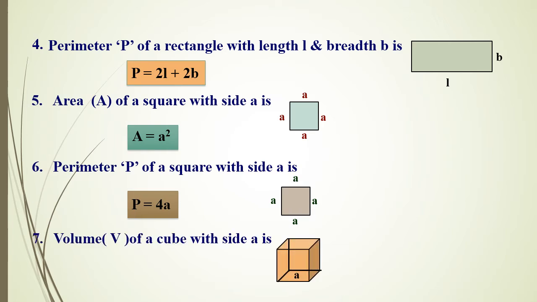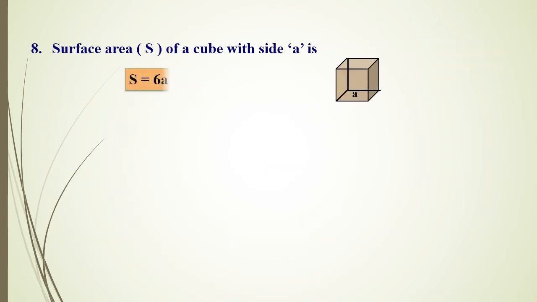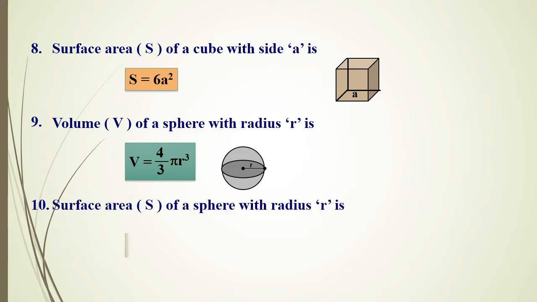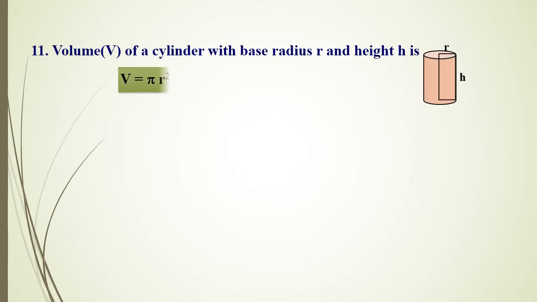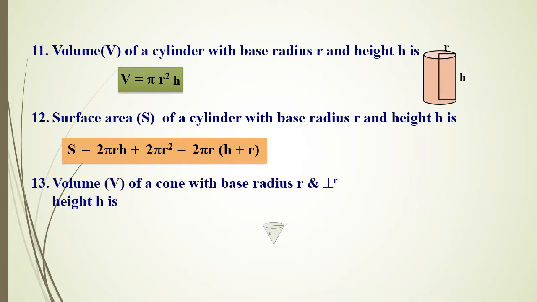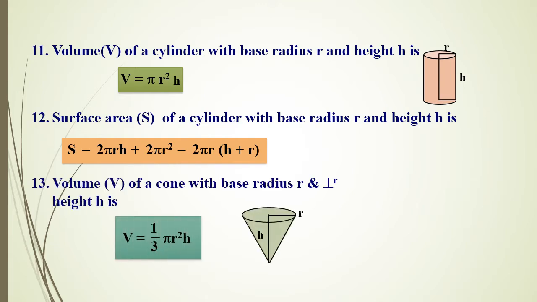Next, volume of a cube: V equal to a cube. Surface area of the cube: S equal to 6a square. Volume of the sphere: V equal to 4 by 3 pi r cube. Surface area of the sphere: S equal to 4 pi r square. Volume of the cylinder: V equal to pi r square h. Surface area of the cylinder: S equal to 2 pi r into h plus r. Volume of the cone: V equal to 1 by 3 pi.